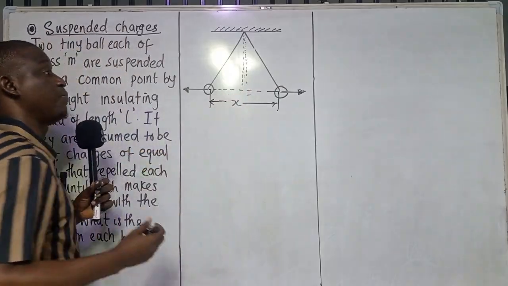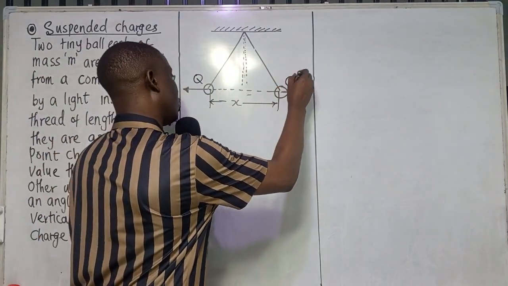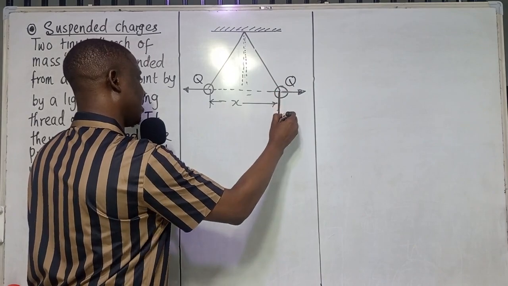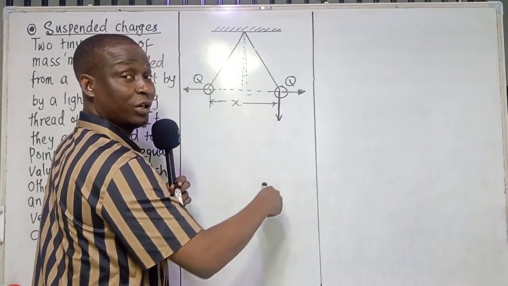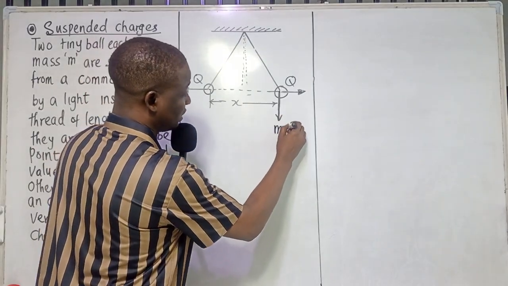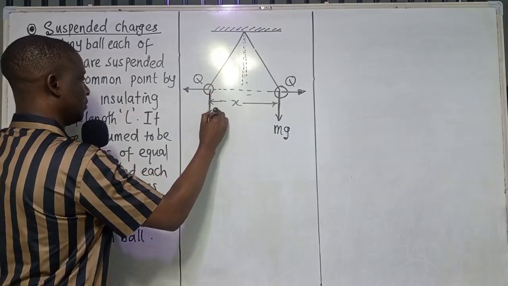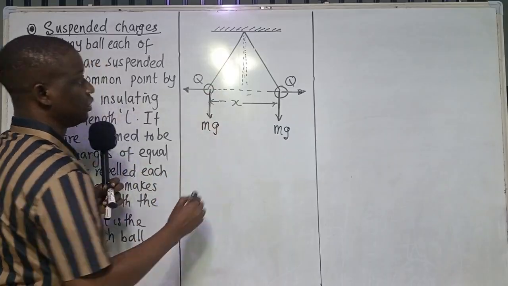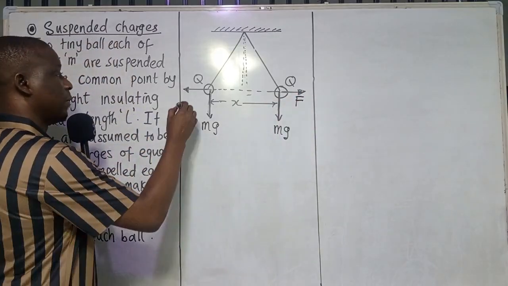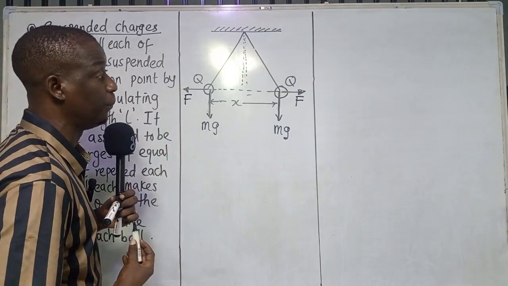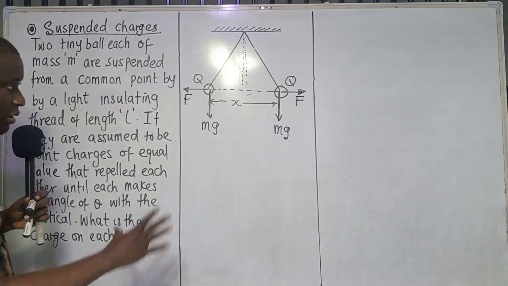Let's call this charge Q and this one Q, each having a mass M. Each will have a weight in the direction of gravity, which is mg. This weight also will be here, mg. So the force of repulsion is equal but opposite, because they are like charges and they repel. Now, this is what will happen.